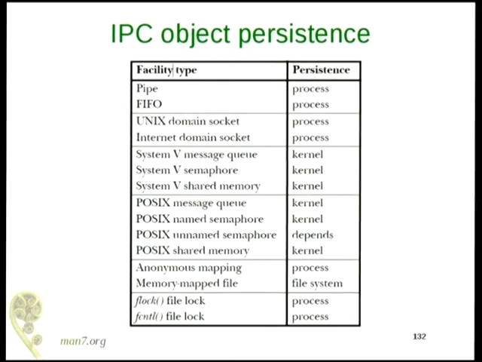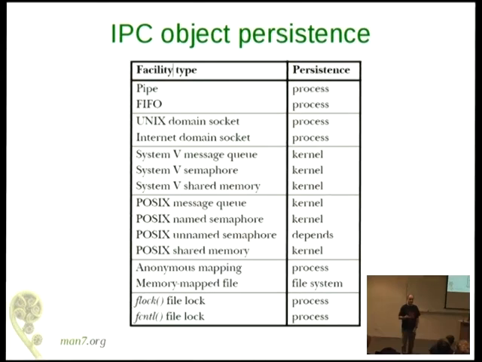So, for instance, some of these IPC mechanisms only have process persistence. Pipes and FIFOs: the data in the pipe or a FIFO only exists as long as at least one process is connected to that FIFO. That's notable, by the way. A FIFO has a name in a file system, but that doesn't mean that its data is persistent if no process actually has the FIFO open.